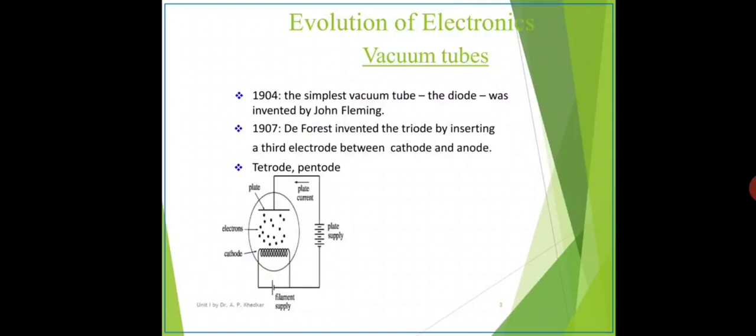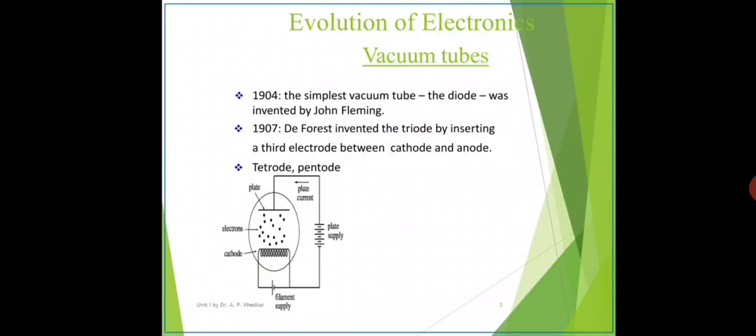So this basic vacuum tube device, that is the diode, was further changed into its advanced versions like triode, tetrode, pentode. In 1907, De Forest invented the triode by inserting a third electrode between cathode and anode. After this, tetrode and pentode were also introduced.